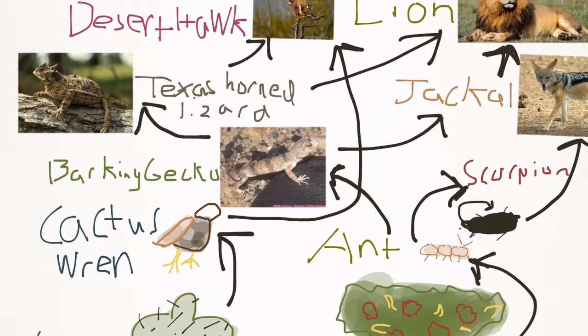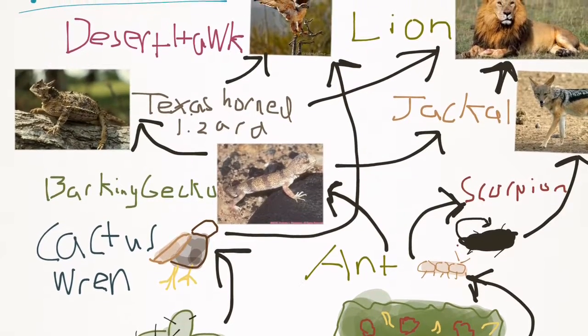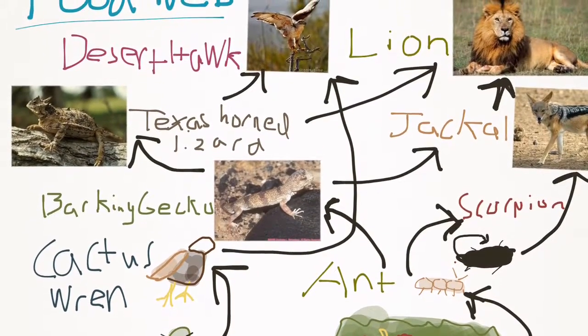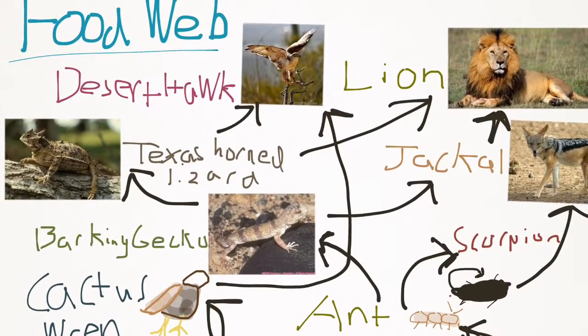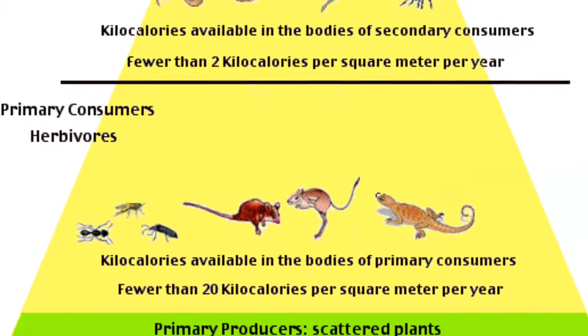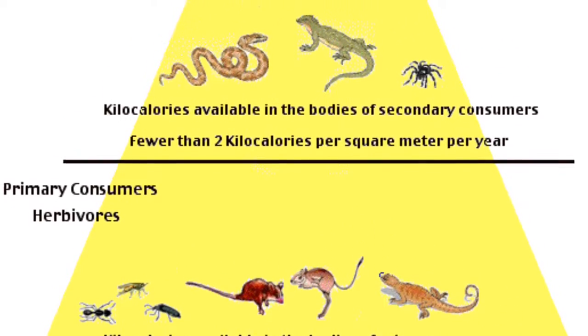The secondary consumers overpower the primary consumers. Secondary consumers consist of jackals and horned lizards, but third-level consumers overpower everything else in the desert. Third-level consumers are desert hawks and lions.